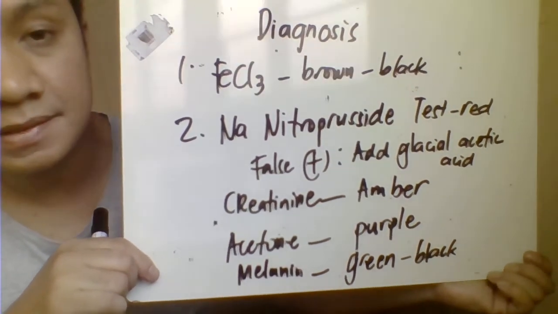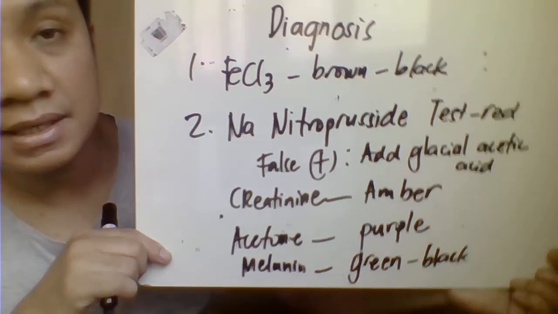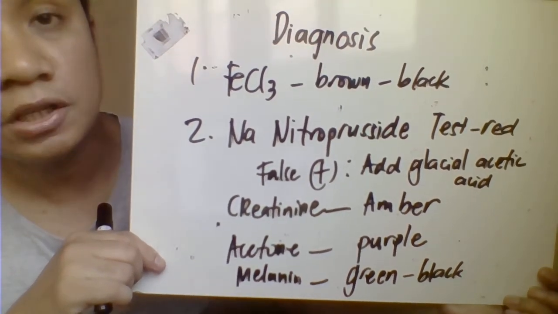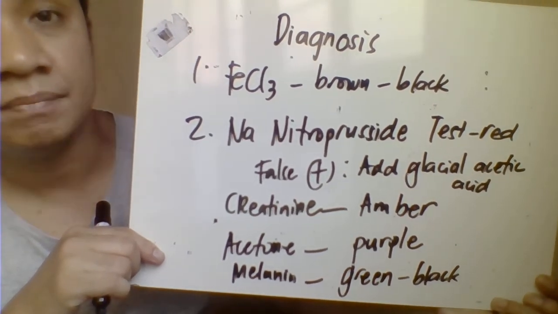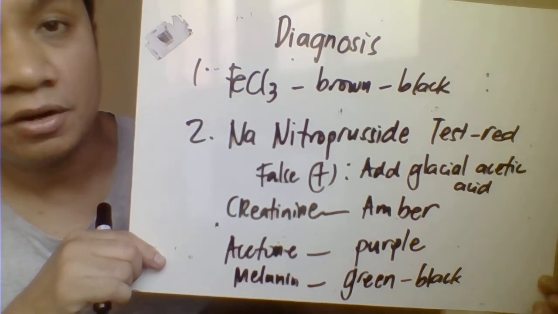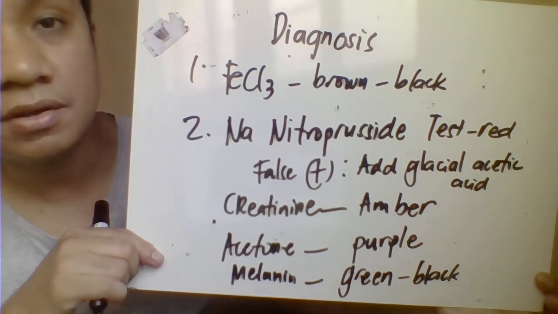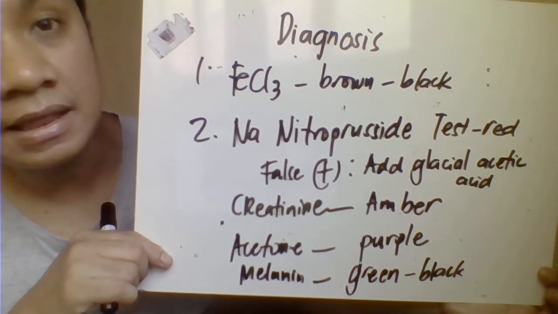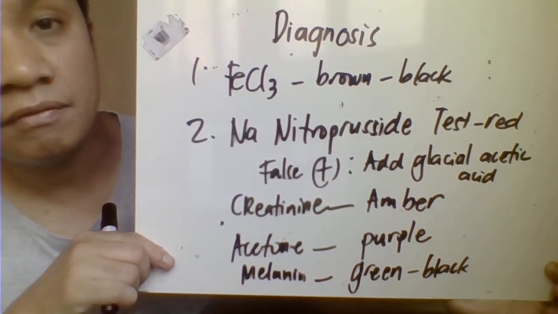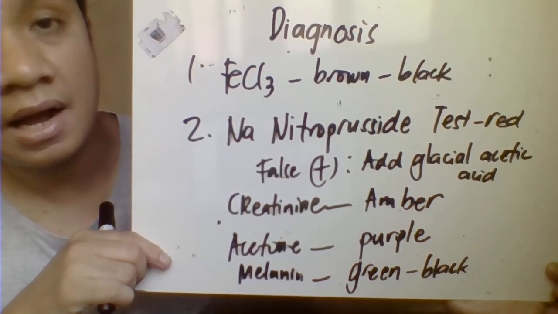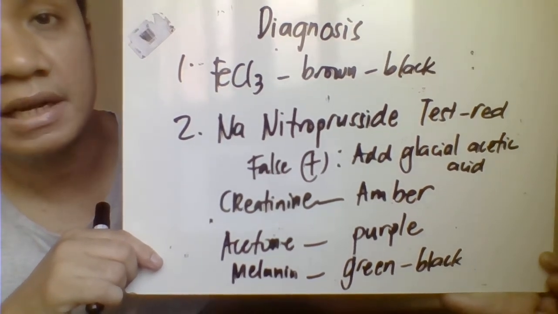However, there are some substances that might also give a positive result in the sodium nitroprusside test, like for example creatinine, and another one is acetone. All you need to do here is to add glacial acetic acid. Upon addition of glacial acetic acid, if what is present is melanin, it will be converted to a green to black color. If what is really present is creatinine, then after addition of glacial acetic acid, it produces an amber color. And if you have acetone present, it will give a purple color after addition of glacial acetic acid.